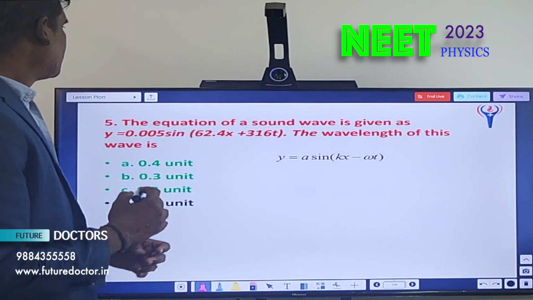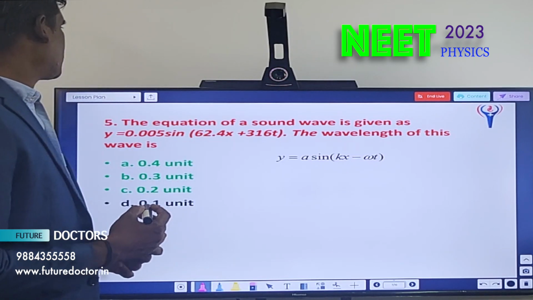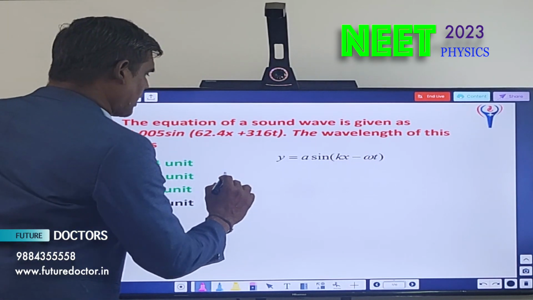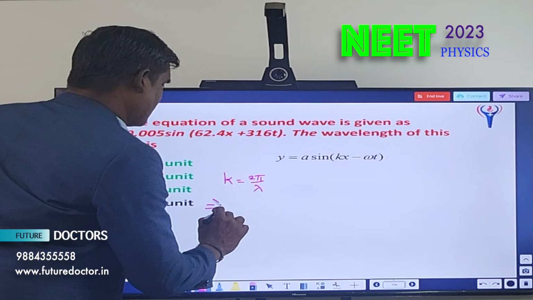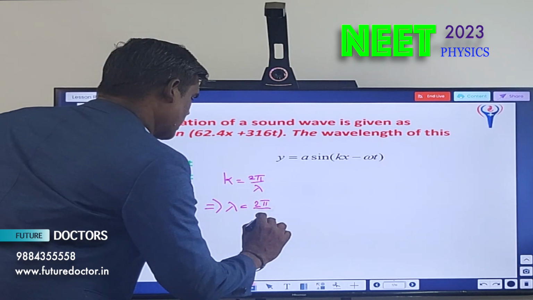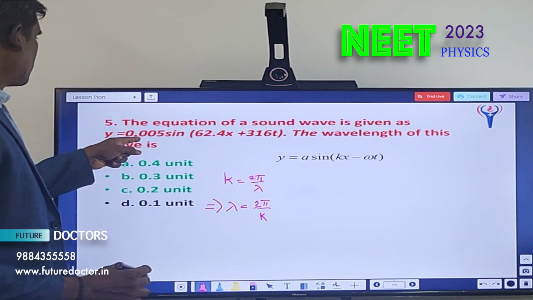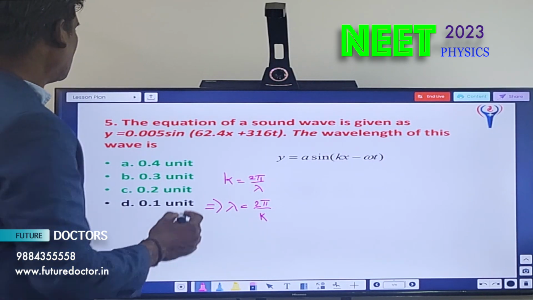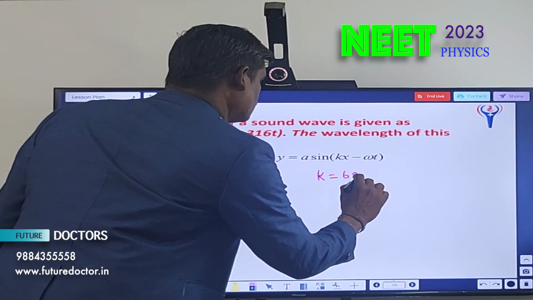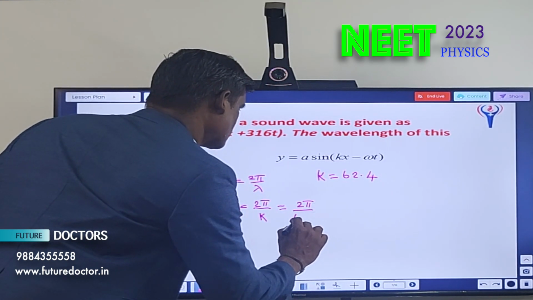Question number 5. Equation of a sound wave is given as y equal to 0.005 sine (62.4 x plus 316 t). The wavelength of this wave is dash. We know the formula k equal to 2 pi by lambda. From that, lambda equal to 2 pi by k. Now compare this with the standard equation y equal to a sin (kx minus omega t) with y equal to 0.005 sine (62.4x plus 316t). k equal to 62.4. Substitute this here. Lambda equal to 2 pi by 62.4.